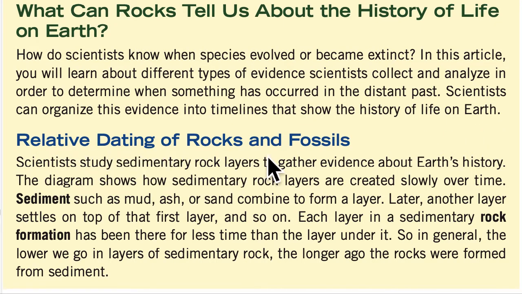Relative dating of rocks and fossils. Scientists study sedimentary rock layers to gather evidence about Earth's history. The diagram shows how sedimentary rock layers are created slowly over time. Sediment, such as mud, ash, or sand, combine to form a layer. Later, another layer settles on top of that first layer, and so on. Each layer in a sedimentary rock formation has been there for less time than the layer under it. So, in general, the lower we go in layers of sedimentary rock, the longer ago the rocks were formed from sediment.